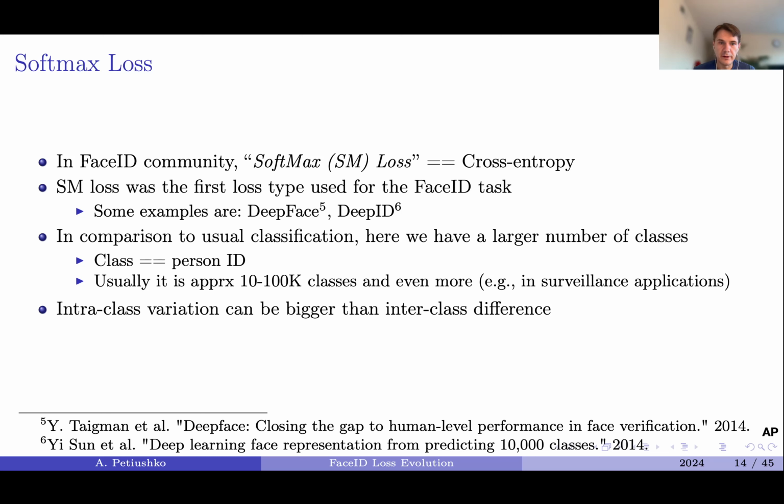And intra-class variation can be bigger than inter-class difference. That's important, and that's a pity. So what is intra and what is inter? If you don't know what they mean, intra-class variation means the variation inside one class. Intra means inside one. And inter-class difference means the difference between different classes. That's the meaning of inter versus intra.